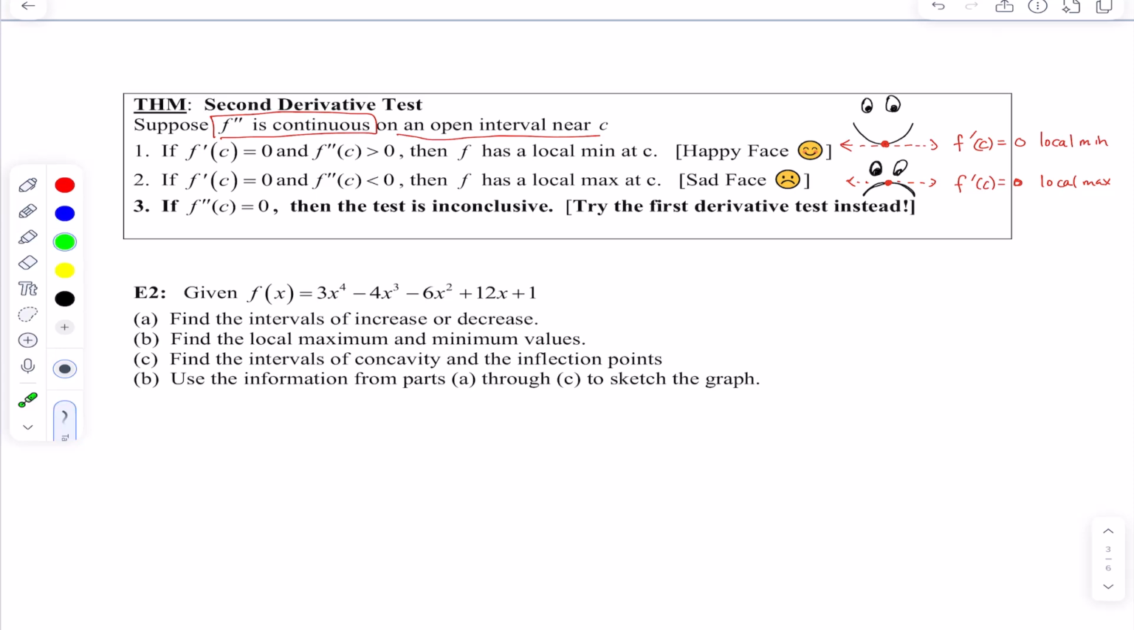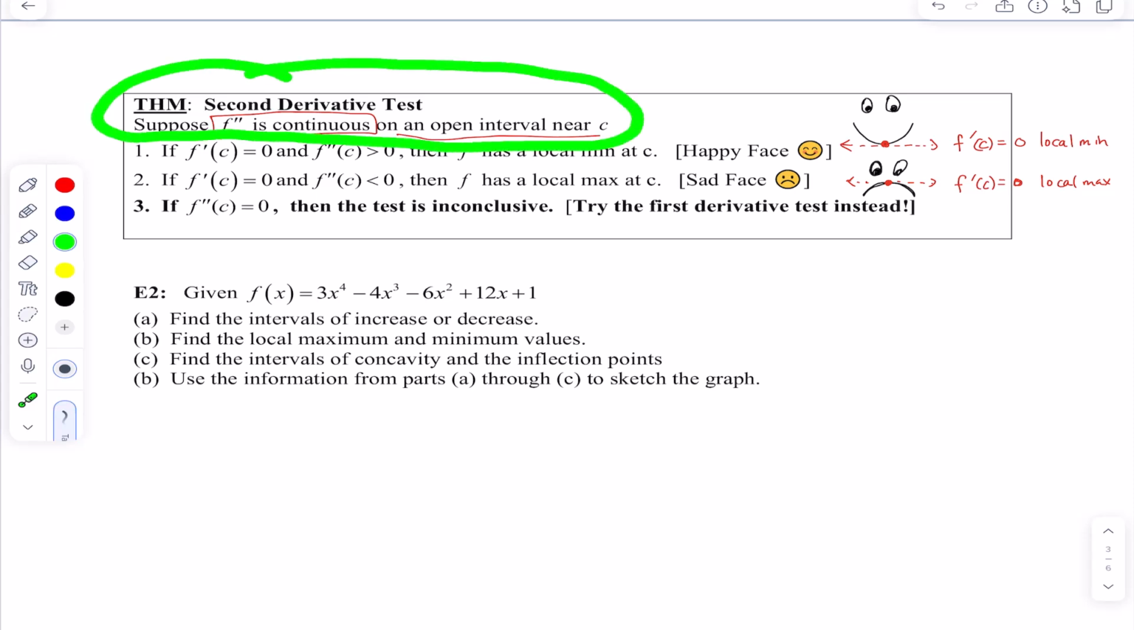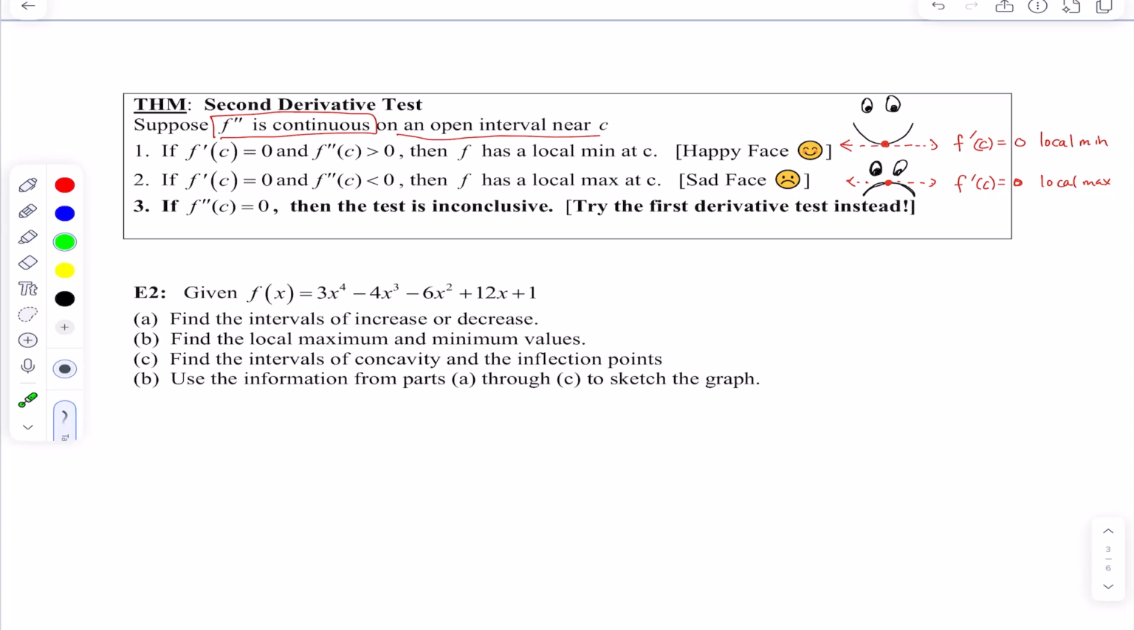But, depending on the scenario, some people like to use the second derivative test. And the second derivative test could be useful for creating formulas in the sciences. So that's why it is here. It is another tool, and sometimes it is a very beneficial tool.